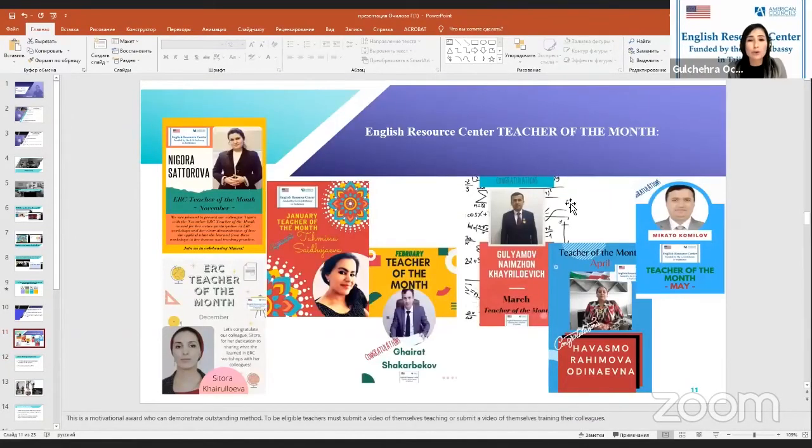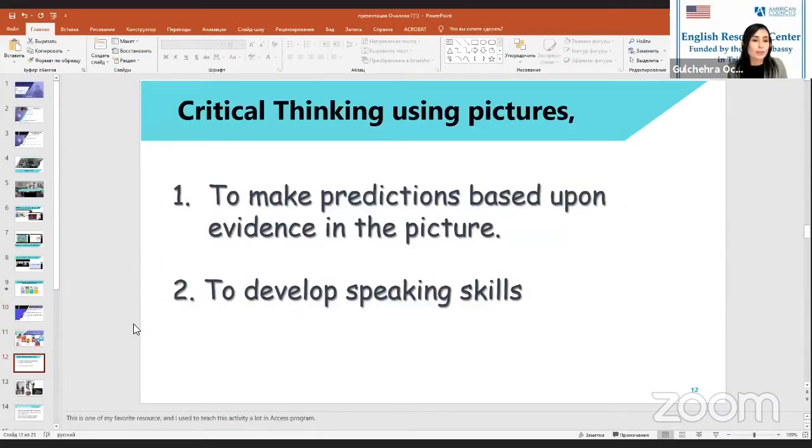So this is all about the English Resource Center. Now I'm going to share some of the resources for my own teaching. Maybe it will be useful for you. One of them is critical thinking using pictures. This is one of my favorite resources, and I used to teach this activity a lot in the Access program. Usually I give photos to the students in order to make predictions based upon the evidence in the picture. It helps them to develop their speaking skills.